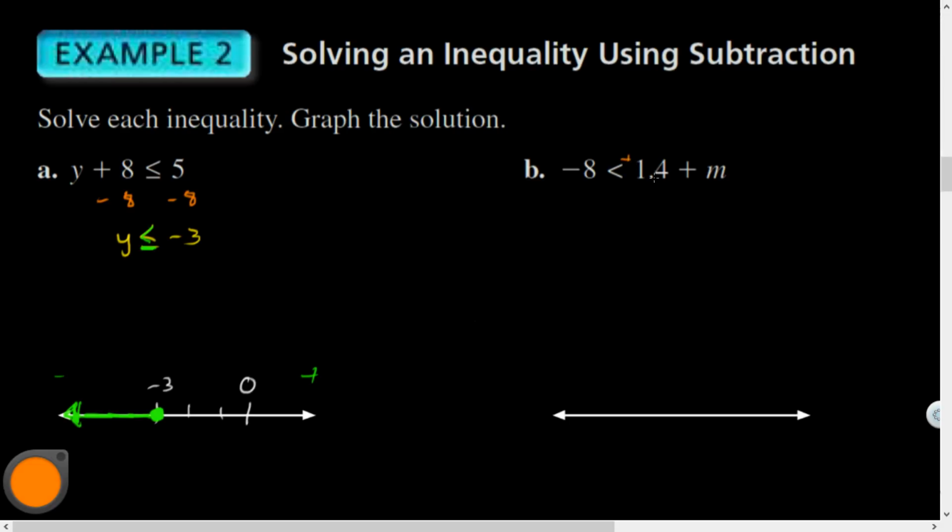This 1.4 is positive, so you could pretend it's being added. The inverse operation is subtraction. -1.4, -1.4. So that's like -9.4. It's becoming more negative. Is less than m, because these canceled out, right? And let's flip that around. So that means m, flip this inequality, is now a greater than sign.